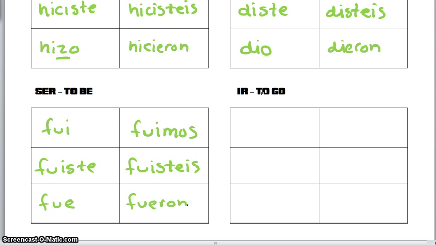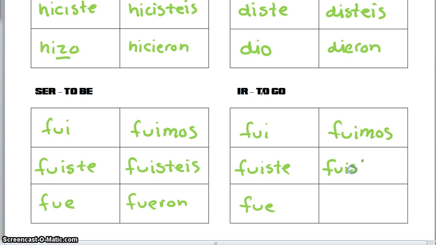Okay, now, the conjugation for the verb ir in the past tense is identical to the verb ser. So we're just going to transfer this. Yo fui, tú fuiste, él, ella y usted fue, nosotros fuimos, vosotros fuisteis, ellos, ellas y ustedes fueron.